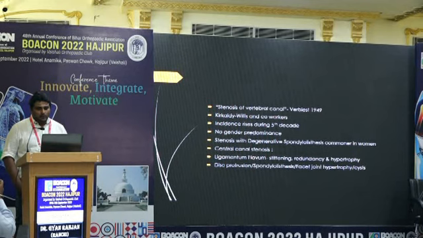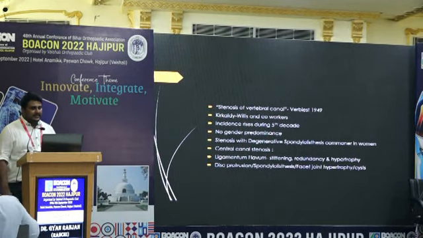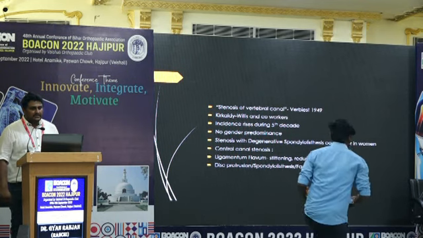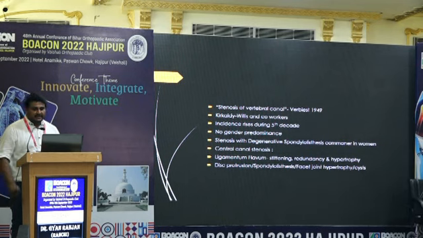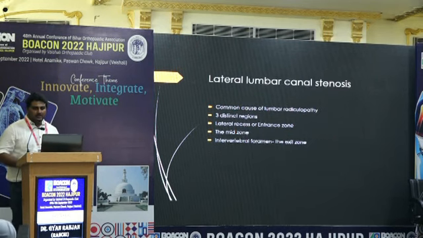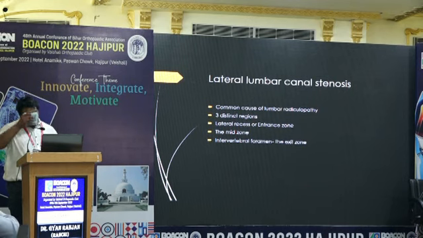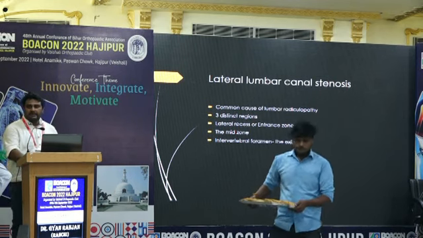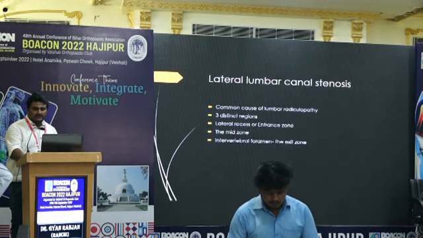Schlesinger, Wills and co-workers. Incidence rises during the 5th decade. No gender predominance. Stenosis with degenerative spondylolisthesis is common in women. Central canal stenosis: ligamentum flavum stiffening, redundancy, hypertrophy, disc protrusion, spondylolisthesis, facet joint hypertrophy and cyst. Lumbar canal stenosis: common cause is lumbar radiculopathy. Three distinct regions: lateral recess or entrance zone, the mid zone, and the intervertebral foramen and exit zone.